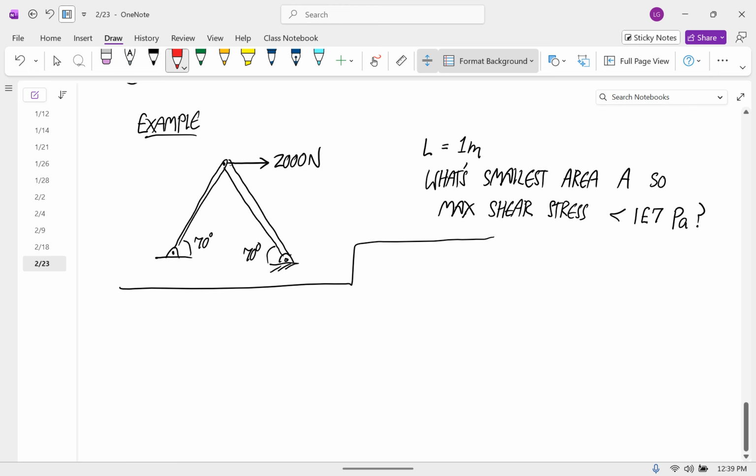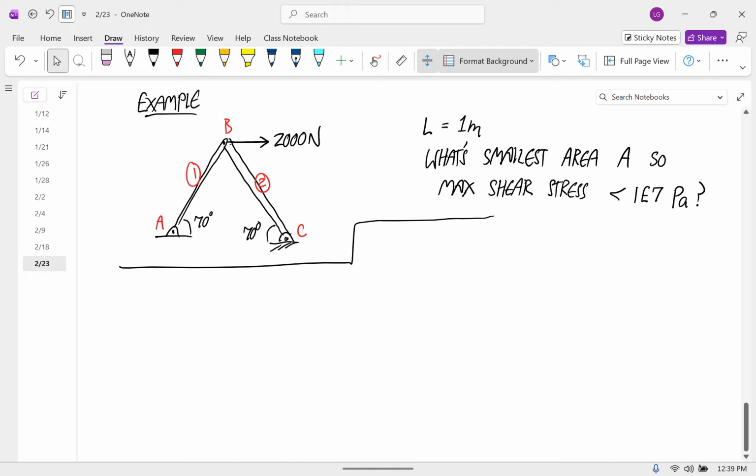I'm going to call this member 1, this member 2. The joints, I'll call this A, B, and C. Could there also be an example where we keep the metal length fixed and just change the angles instead? Yeah, right. But an example where we're keeping the joints fixed, the geometry is all the same, except we're just trying to figure out how thin these bars can be. You know, what's the cross-sectional area? How small can we get that down?